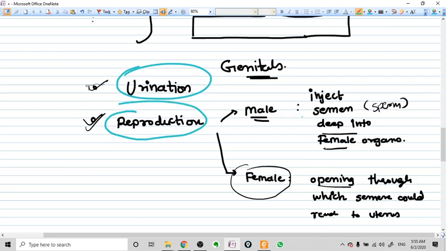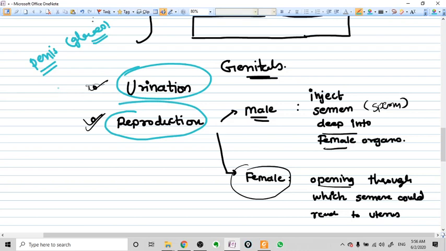So either in case of male or female, there should be a urination function and a reproduction function. So for the urination function, we all know that the urethra opens at the tip of the penis, or glans penis, and in the female there is also a urethral opening.